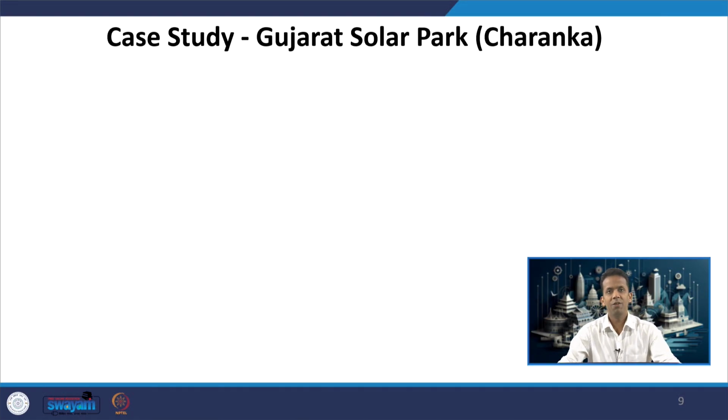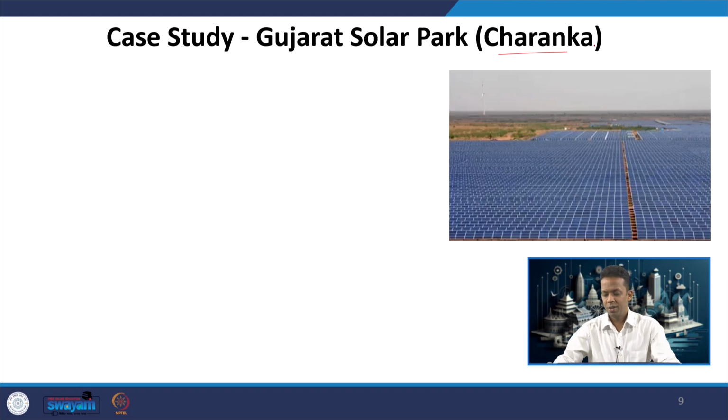Let us take one case study for this environment compatible growth. You might have heard about the Gujarat solar park, or lots of solar parks coming up in Gujarat. It is coming up in other states of India also, but Gujarat is the one which is leading in solar parks and solar energy utilization. This is in Charanka. It is a picture of that park in Charanka.